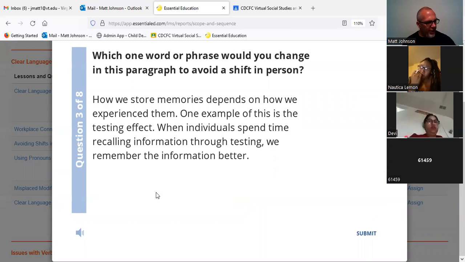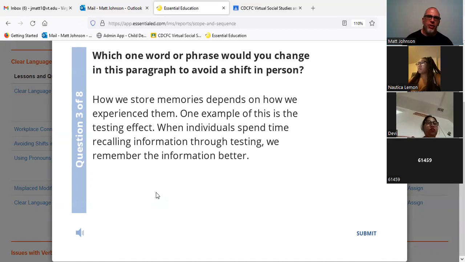And then we have one word here that we need to change. Changes to avoid a shift in person. Which word do we need to change? How we store memories depends on how we experience them. One example of this is the testing effect. When individuals spend time recalling information through testing, we remember the information better. Individual. There you go. Yeah, individuals, right?